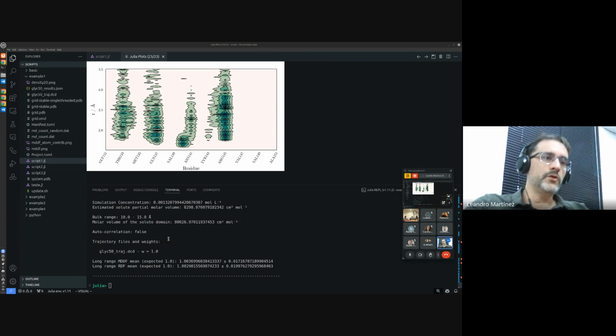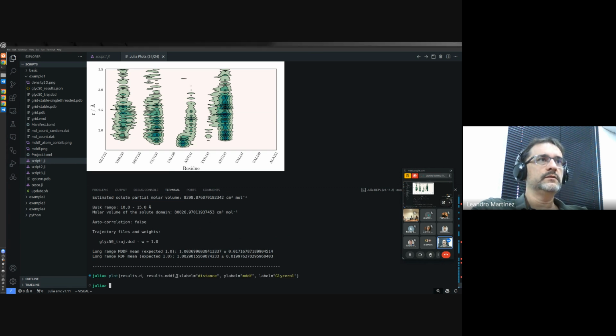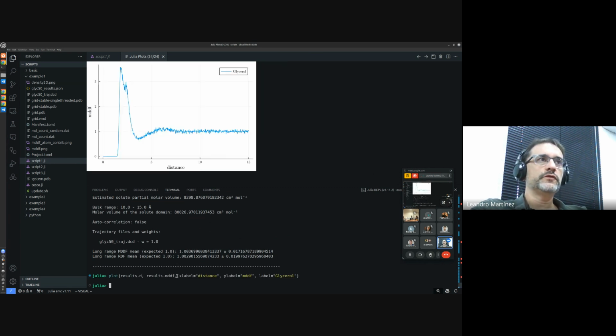Okay, so everything went as expected. You see that the distributions converged to very, very close to 1. So this is a good sign. Let's plot again. This was the distribution function for glycerol. Let's plot now the distribution function for water.